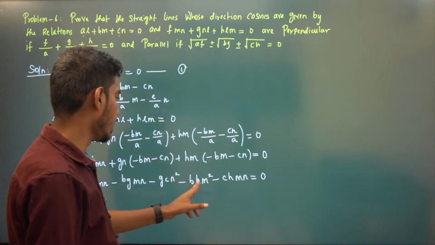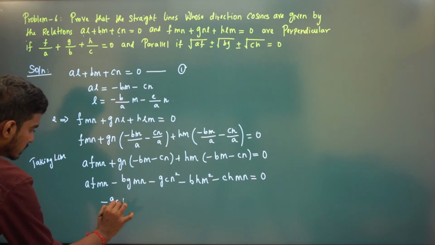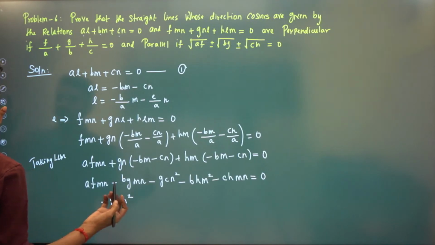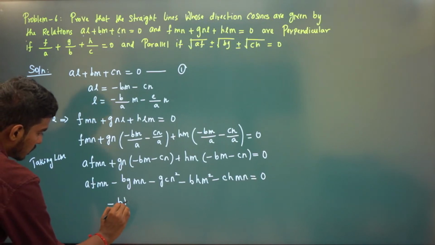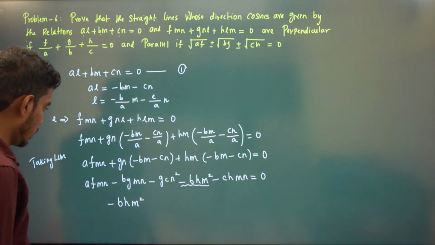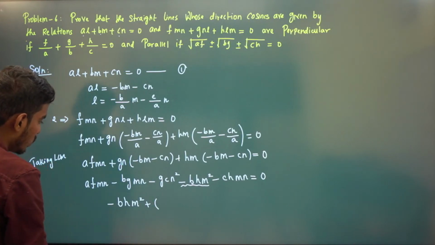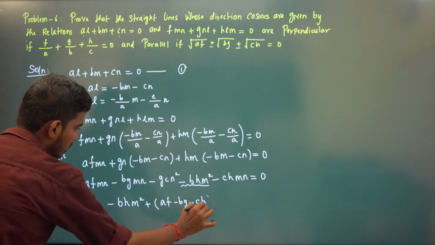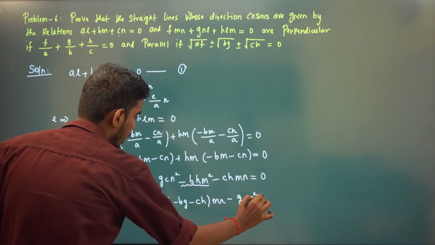Right? So we have n square, m square and this. So we'll collect all this. So we will have minus GC n square, right? Or we will write m square first. You can write anything, right? So we will have minus BH m square. And if I take Mn outside, here we have AF, here we will have minus BG, here we will have minus CH into Mn minus GC n square is equal to 0.